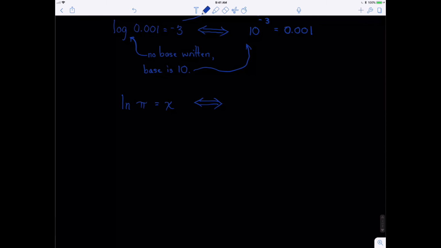Well, it follows the same pattern. Whatever the logarithmic function equals becomes the exponent. And notice that now it's not written as log, it's written as ln. Remember, ln stands for natural log. And the natural log always has base e.